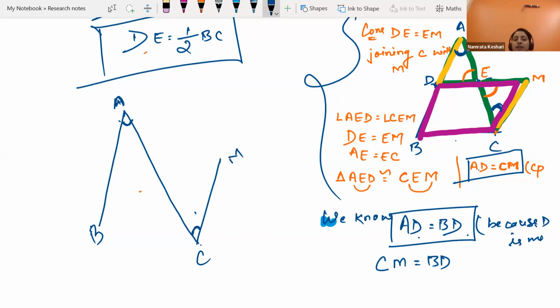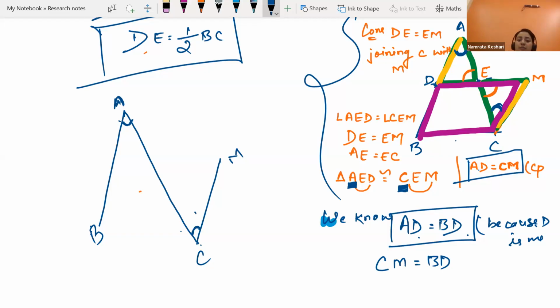By CPCT, we are getting angle A equal to angle C. Just now we proved the two triangles congruent, so by CPCT, angle A and angle C are equal. If angle A and angle C are the same, then AB and CM are two lines with a transversal where the alternate interior angles are equal. So of course these two lines will be parallel with each other. Yes or no?